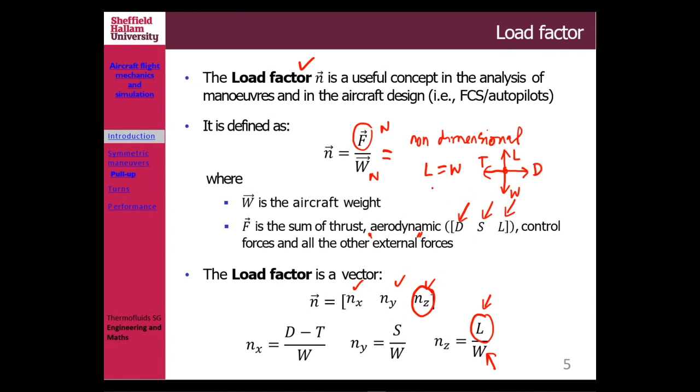In level flight, we can consider that the load factor equals 1, because for the load factor in the Z axis, lift equals weight. So in steady level flight, lift equals weight, then obviously you can consider that NZ for level flight is 1, or sometimes we call it 1G. So you're pulling 1G in steady level flight.